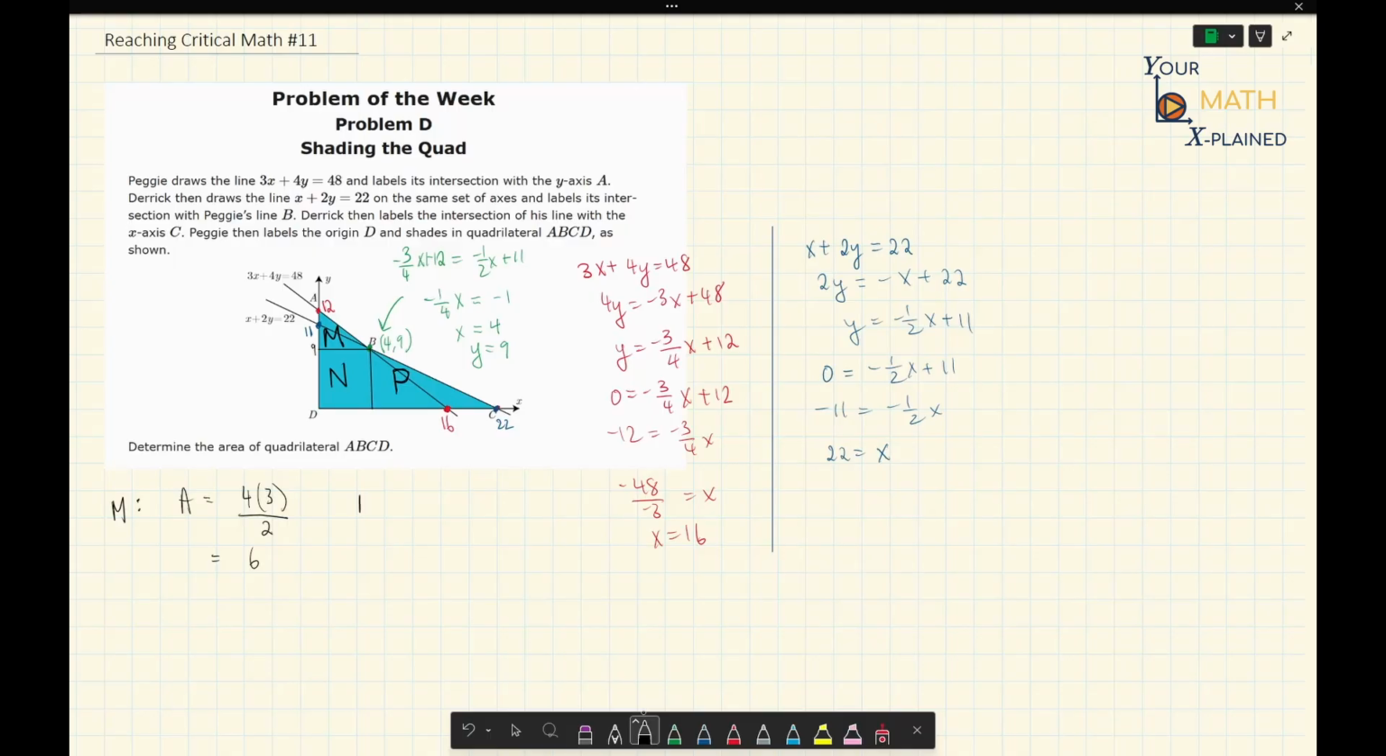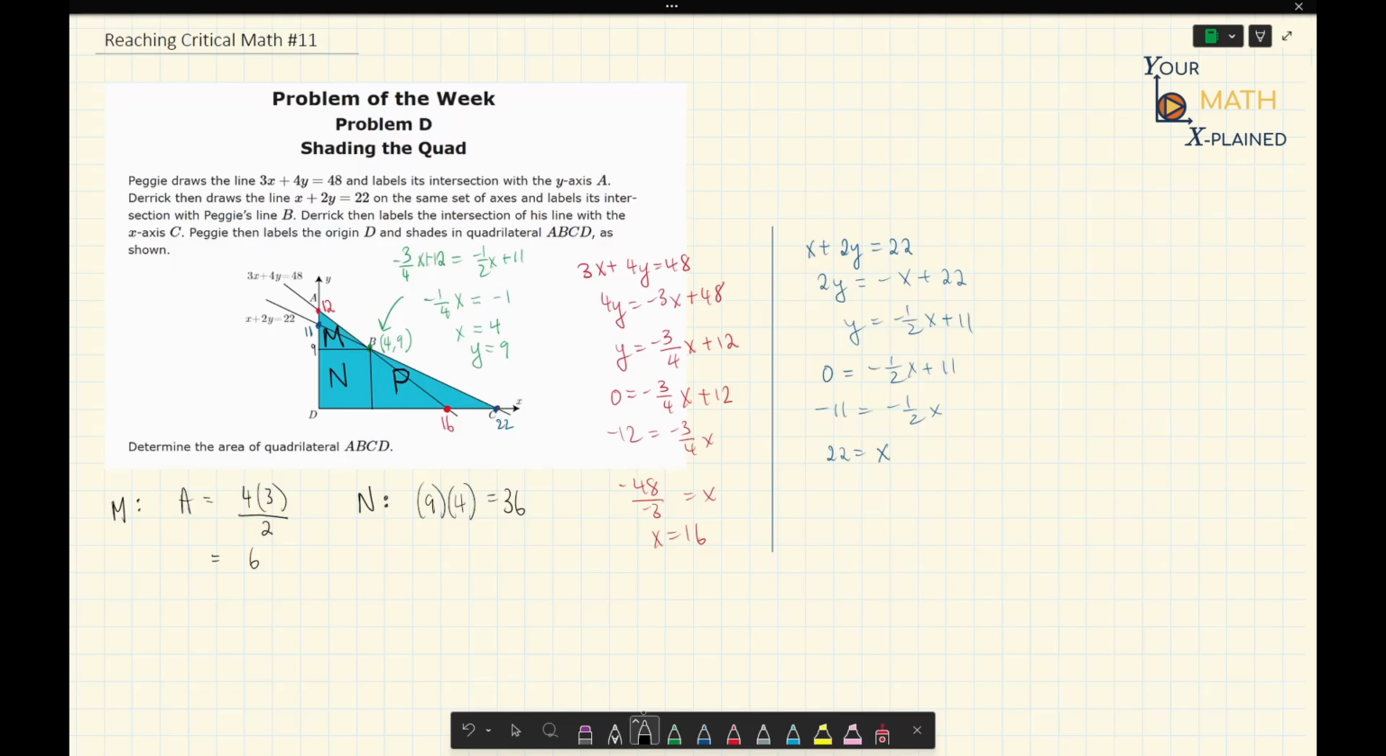For rectangle N, well, it's a rectangle, so this is just length times width. We can see that the height of the rectangle is 9, and the width of the rectangle is 4. So that would just be 9 times 4, which is 36.